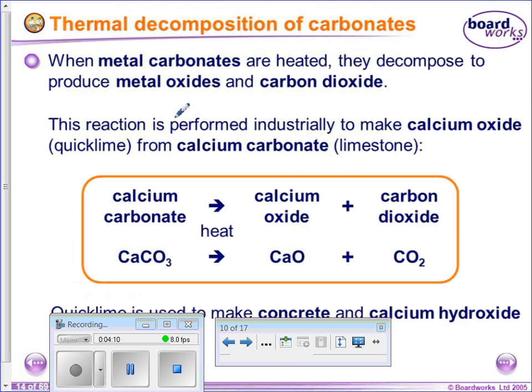And then the last rule is when you have a metal carbonate and it's strongly heated, it'll decompose into a metal oxide and carbon dioxide gas. If you have something like calcium carbonate, which is a solid, and you heat it strongly, it'll decompose into solid calcium oxide and carbon dioxide gas. Again, you would not have a net ionic equation with this reaction.